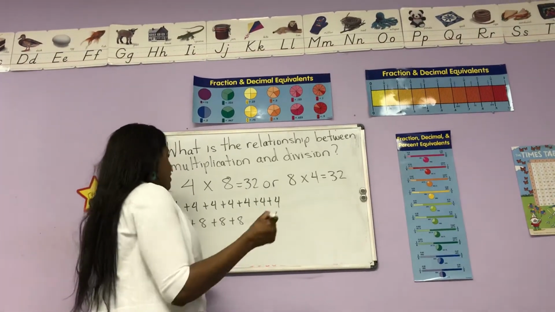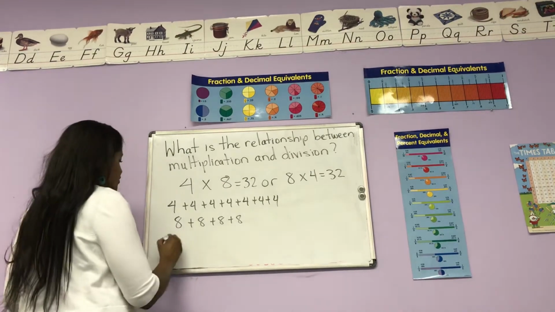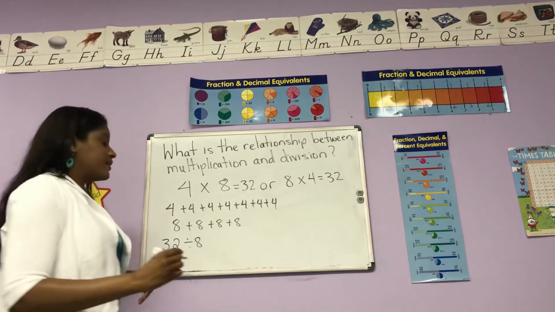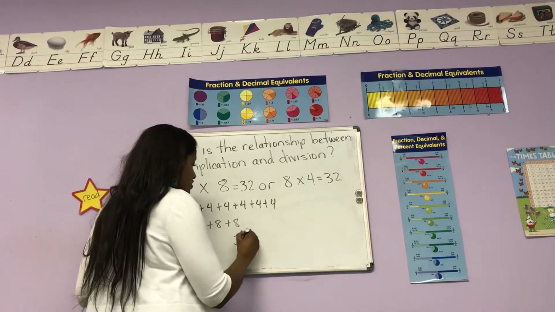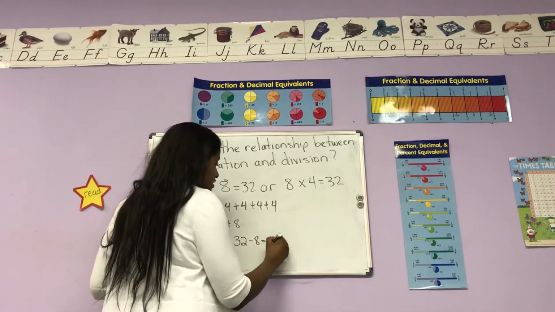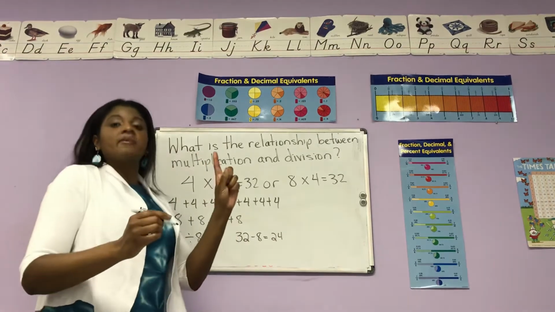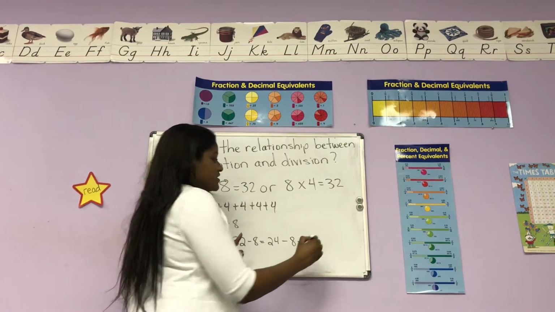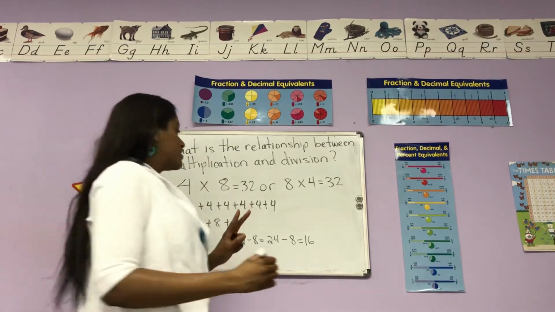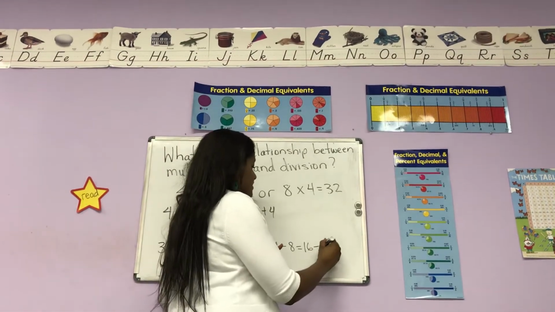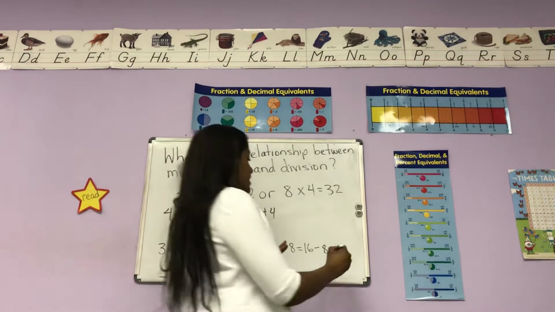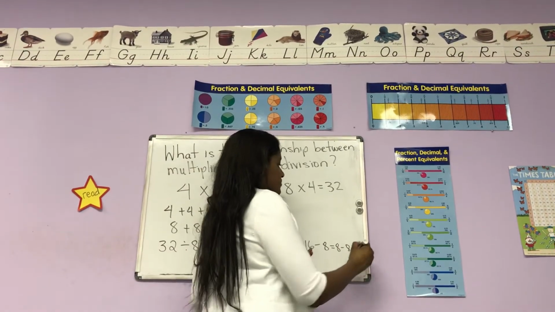So if we are solving for 32 divided by 8, we can think of it as 32 minus 8, which gives us 24, and that's the first time I subtracted. And then 24 minus 8, which gives us 16, that's my second time. And 16 minus 8, which is 8, and that's my third time. And then 8 minus 8 is 0.